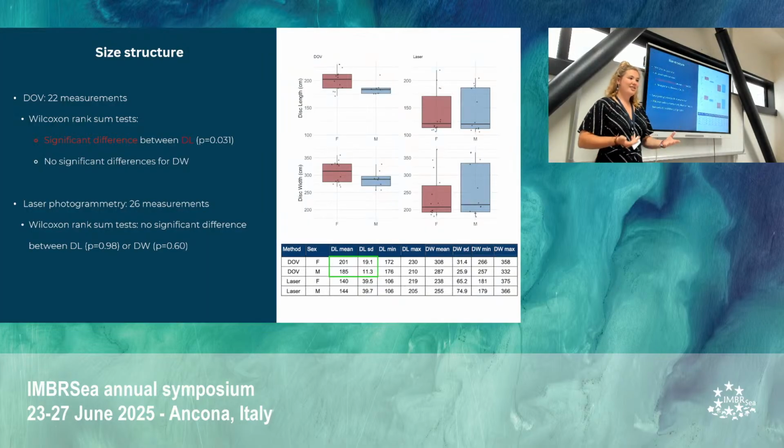So after data filtering, I was left with 48 individual measurements, and because of non-normality of the data, I used Wilcoxon tests to find differences in the size between males and females. The only significant difference I could find was for the disc length, with females having a significantly larger disc length, 2 meters, than males, 1 meter 85. And we could record disc widths of around 3 meters 70.